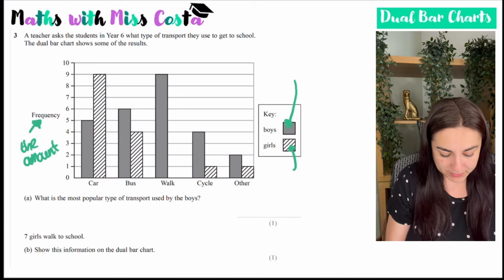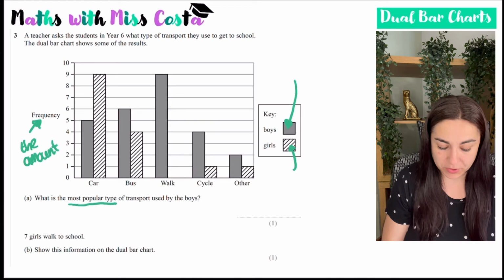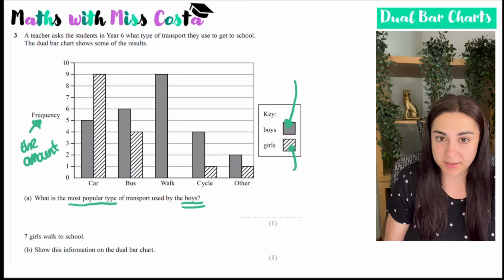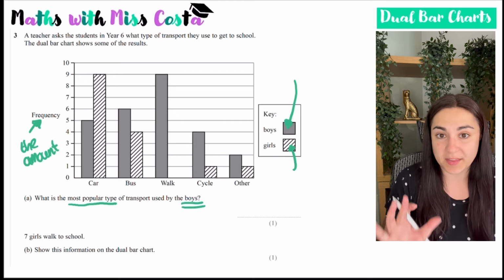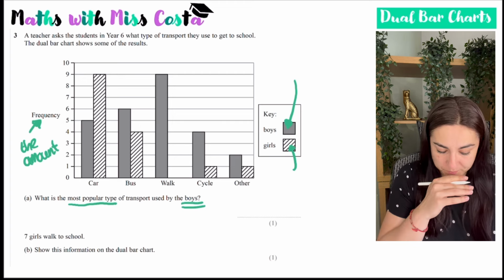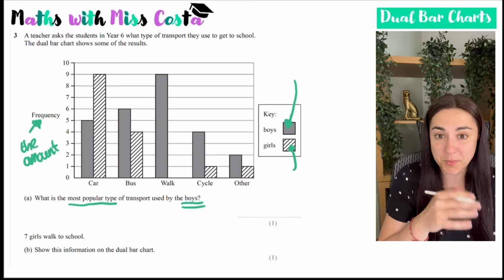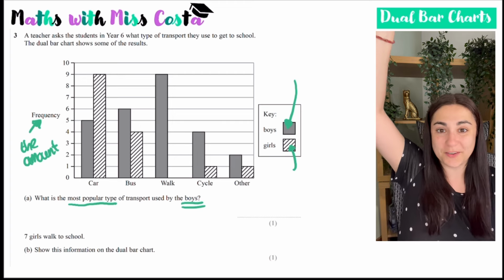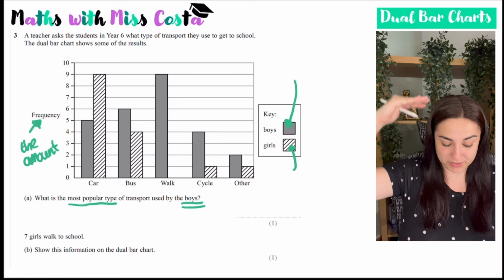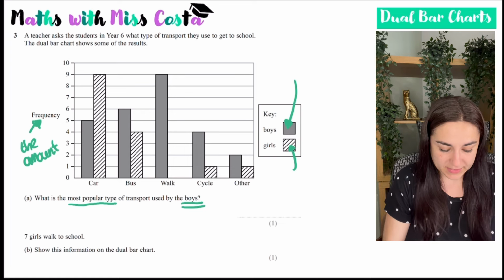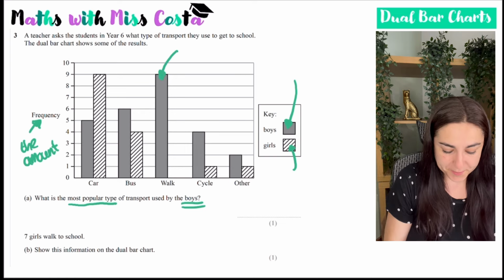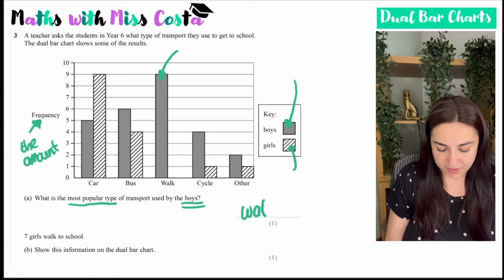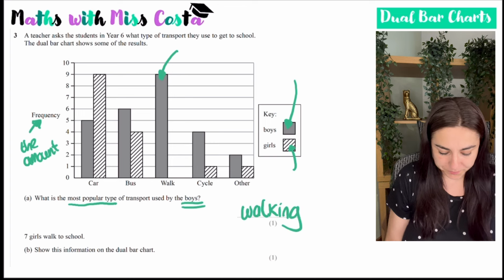And it says, what is the most popular type of transport used by the boys? So that's important. It's the boys. So we're going to only look at the grey bar charts. And the most popular is really easy to find on a bar chart because it's literally the tallest bar, which represents the highest frequency. So this is the tallest grey bar. So therefore, I am going to say walking.